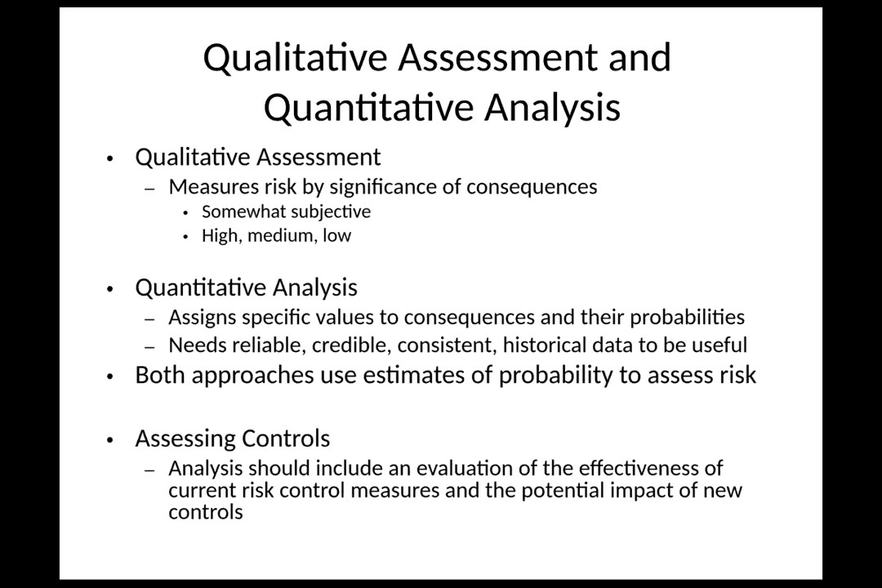But the reality is both approaches use estimates of probability to assess risk, right? So whether we say high, medium, or low, or we have data to help us do that quantitative analysis, there's going to be some estimates of a probability, and you're going to see that as we go through this chapter. The other aspect is how we're going to assess controls, right? The analysis should also include an evaluation of the effectiveness of current risk control measures and the potential impact of new controls.